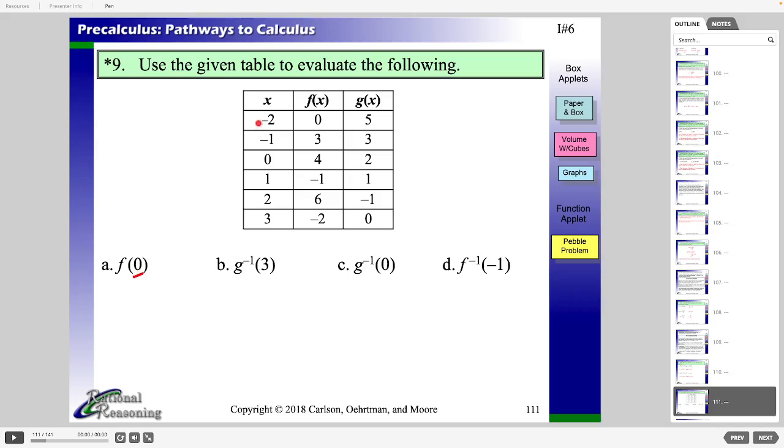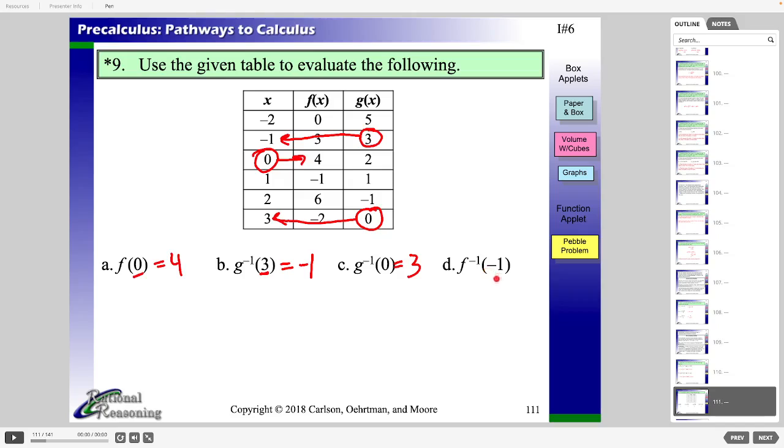Now, using a table, so f of 0, so we'll go down to x equals 0, f of 0 is going to be 4. g inverse of 3. Now what we do is we look at the g function. Remember, this is the output. So the way we read this is we come and find when the output is 3, and we're looking at the input. So in this case, it equals -1. Then g inverse of 0, we come down here until we find the output of 3 for g, because it's not the inverse, right? So then we read that input.